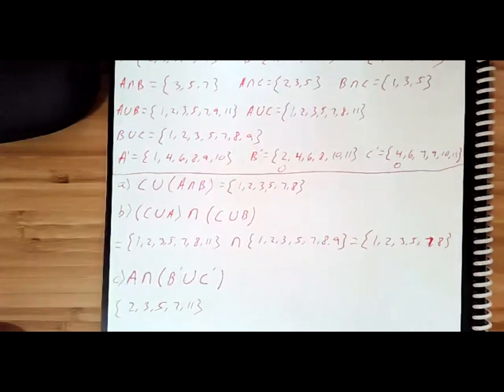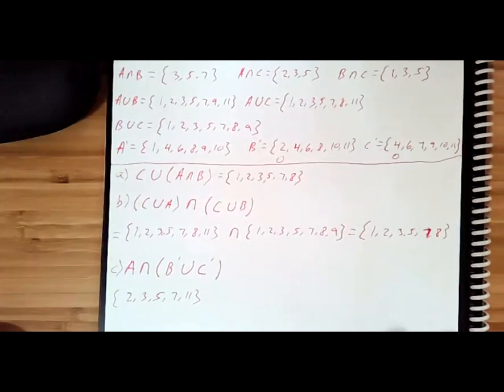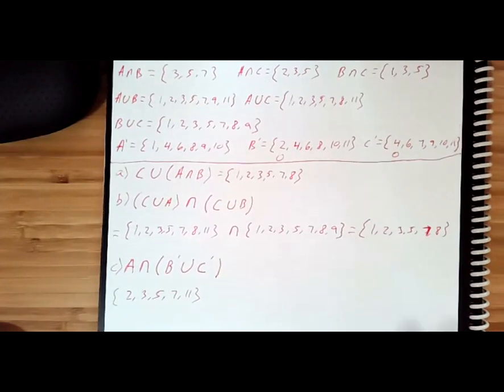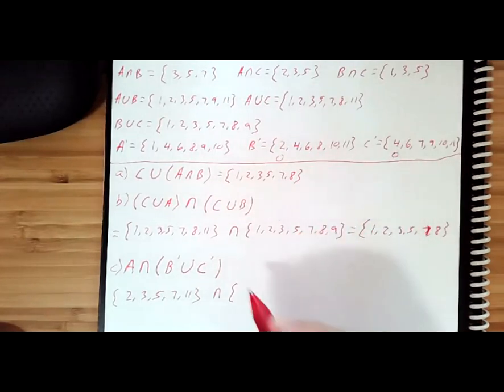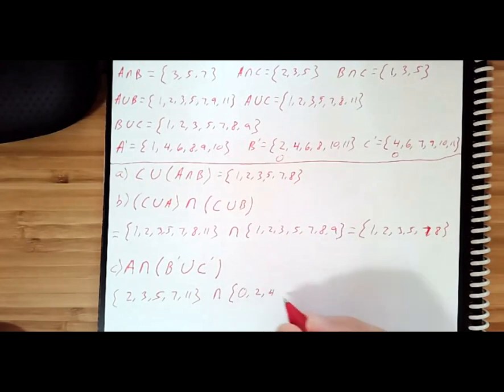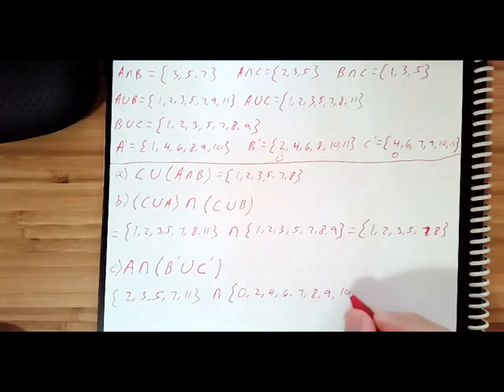Intersected with. Now combine the two complements together. So that'll be 0, 2, 4, 6, 7, 8, 9, 10, 11.